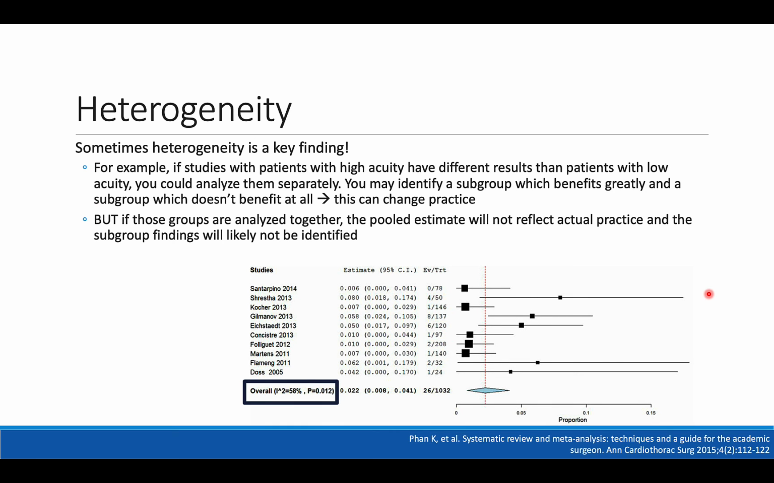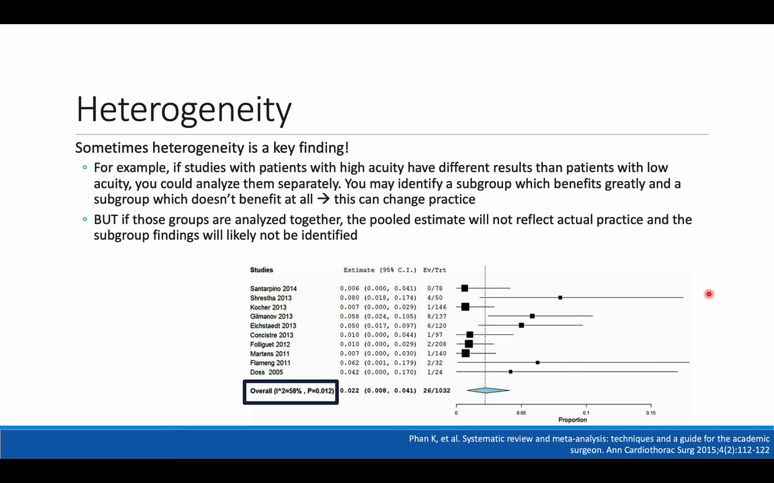So heterogeneity is important sometimes and can actually change practice. For example, if you perform a meta-analysis and you have studies with patients with high acuity, who are very sick, they may have different results than patients with low acuity who are not very sick. If studies which analyze these two groups individually have very different results, and so the heterogeneity is very high, you may want to analyze them separately. You may, in fact, identify a subgroup which benefits greatly and a subgroup which doesn't benefit at all.